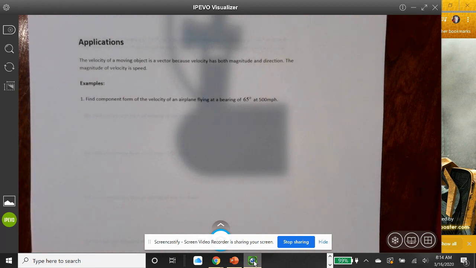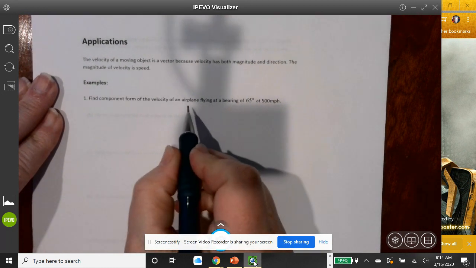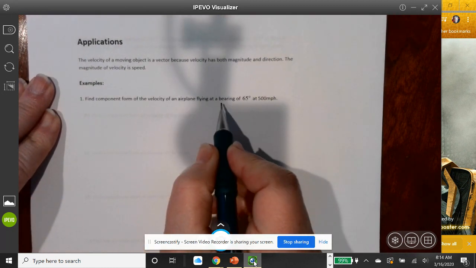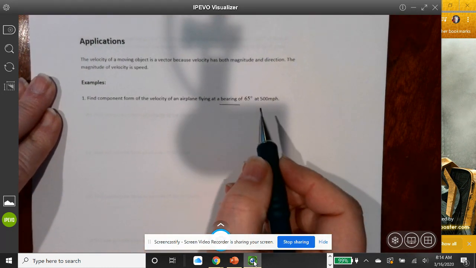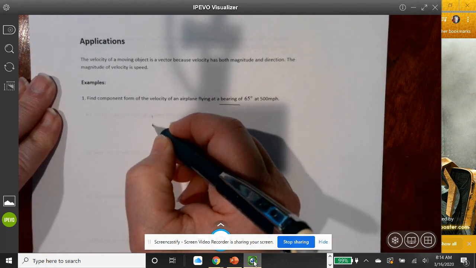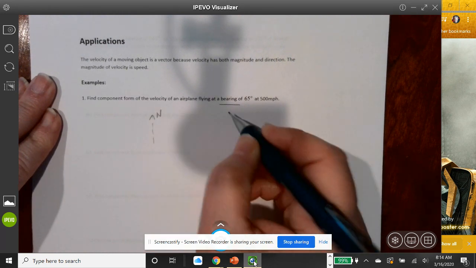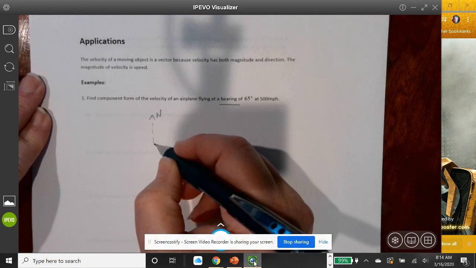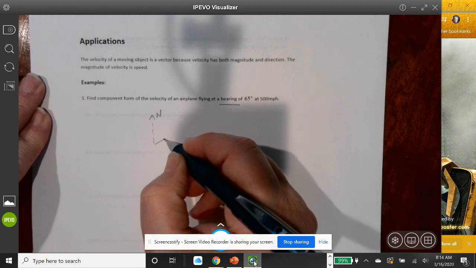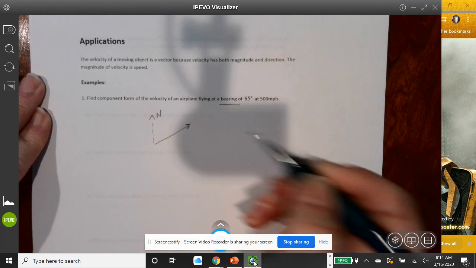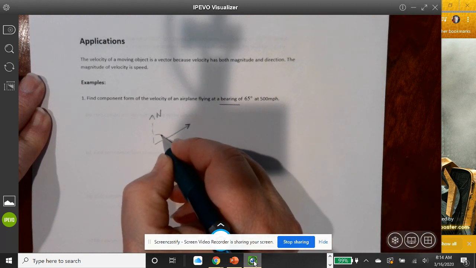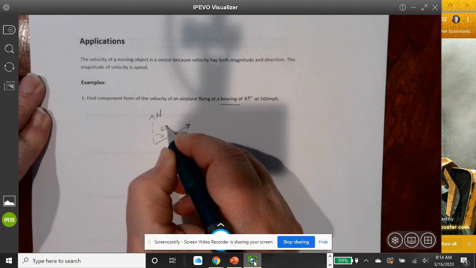Find the component form of the velocity of an airplane flying at a bearing of 65 degrees at 500 miles per hour. Okay, so they're giving this to us in bearing language. Yeah, I hear the groaning from the back. So we measure bearings from the north. So here's the north, and 65 degrees is going to be roughly about here, where this is 65 degrees.